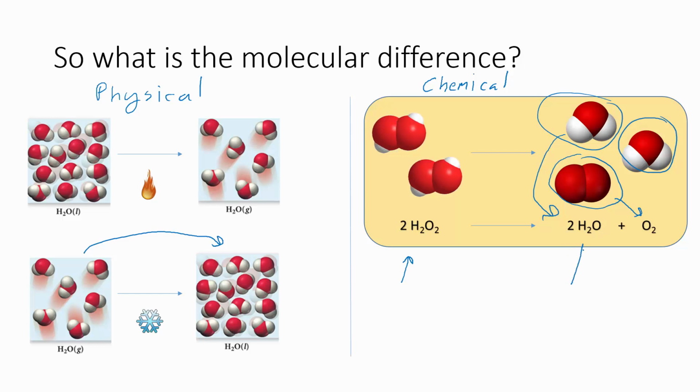So what we end up with at the end is not just a different state of matter, solid, liquid, or gas of hydrogen peroxide, but what we actually end up with is a new, or in this case, a couple of new substances. So that's how we know that a chemical change has occurred.